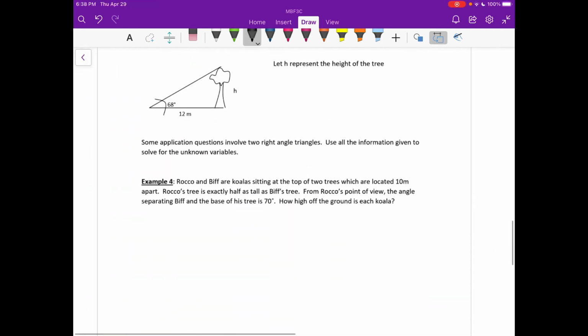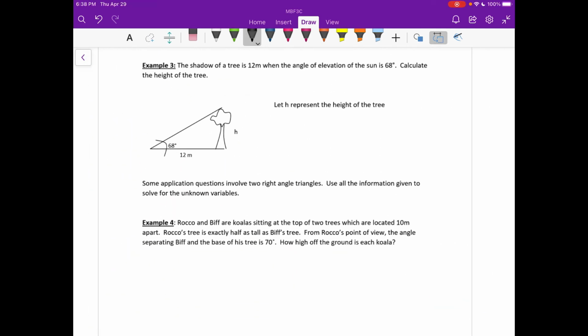So we're just going to finish up the last couple of questions here. Example 3, we already have a diagram, and then in example 4, we're actually going to draw a diagram from scratch, and we'll go over how to do that as well. So just going to get started here with example 2. Example 2 says that the shadow of a tree is 12 meters when the angle of elevation of the sun is 68 degrees. Calculate the height of the tree.